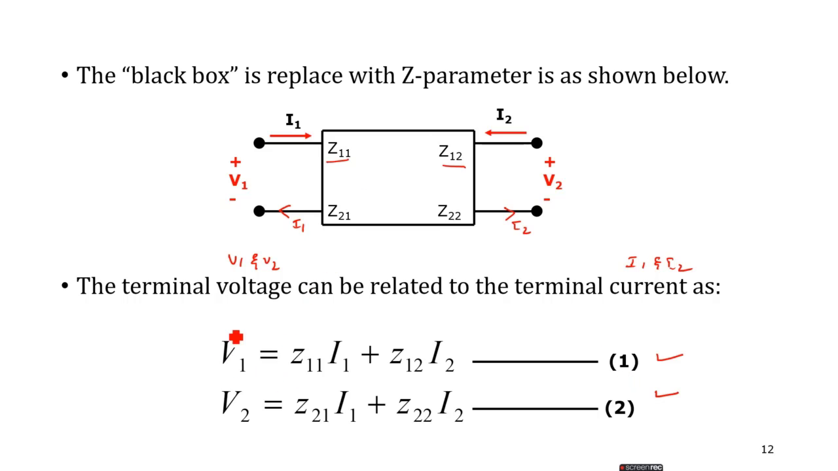So for the Z parameters, the terminal voltages V1 and V2 can be related with the help of terminal currents I1 and I2 using this expression. The terminal voltage V1 can be written as Z11 into I1 plus Z12 into I2. V2 equals Z21 into I1 plus Z22 into I2. These two equations should be remembered very properly, because all derivations and all problems will depend on them. I repeat, V1 equals Z11 into I1 plus Z12 into I2, and V2 equals Z21 into I1 plus Z22 into I2.